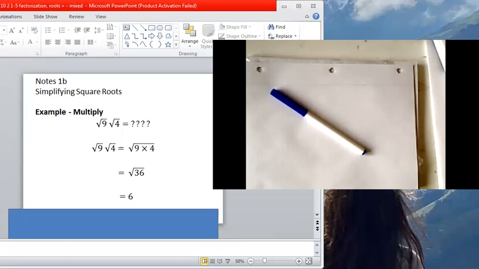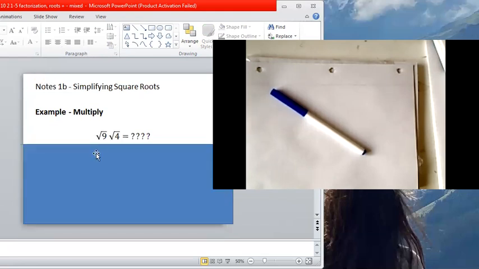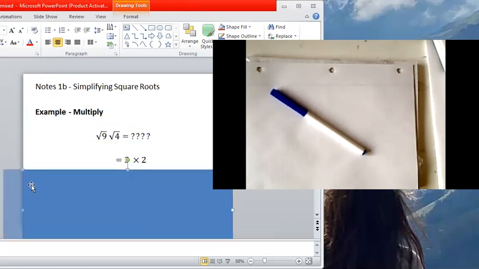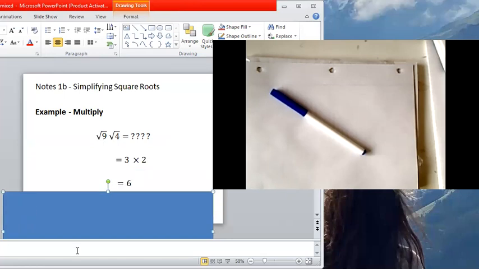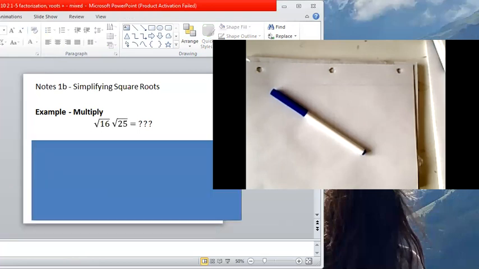Or you could do them separately first. Square root of 9 is 3. Square root of 4 is 2. And get the answer that way. Similarly, multiplying now, you can combine them together first. It's a bit big. Happens to be 400.